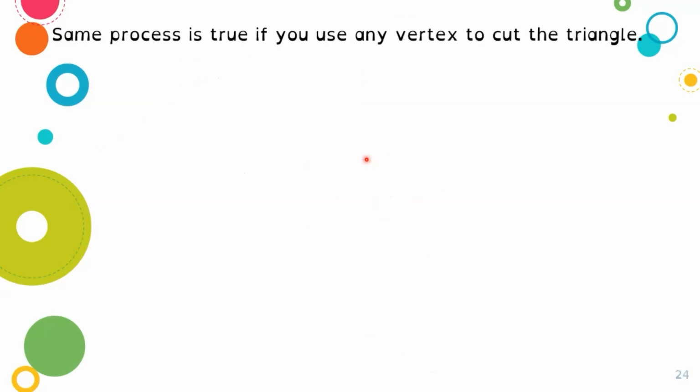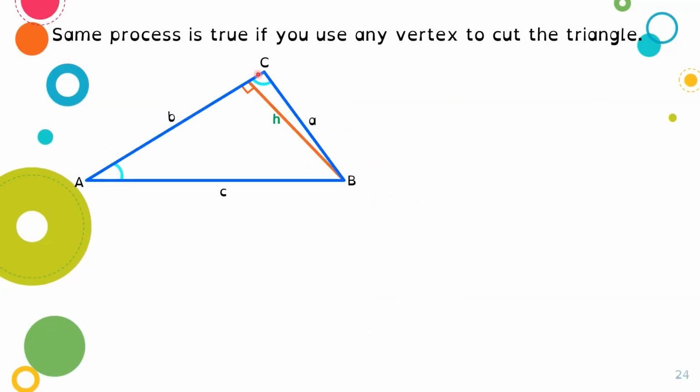So this same process is true if we use any vertex to cut through in our triangle. If instead of cutting from C down, we cut from B, it's still going to be true. We'll still have two little triangles that we could do the same thing for. So we would get sine A divided by A is equal to sine C divided by C.